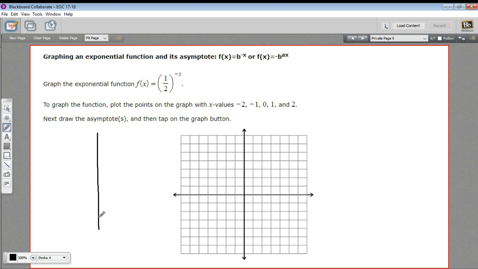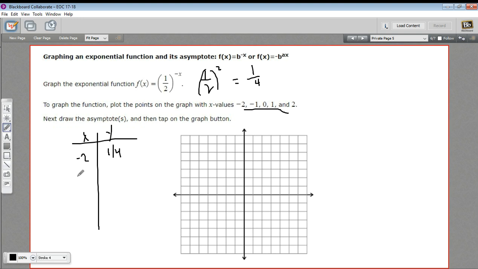All right, let's create a table of values, plot those points, try to draw an asymptote, and then see if we can sketch an approximation of the graph. Our first value here is -2. They've given us these values that they want us to put in. So if I put in -2 for x, I get a -2 in the exponent. So that's a +2. So this is (1/2) squared. And you just raise the top and the bottom to the second power, you get 1/4. So 1/4 goes here.